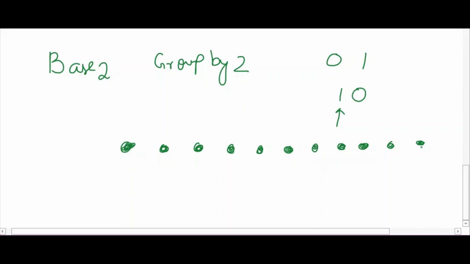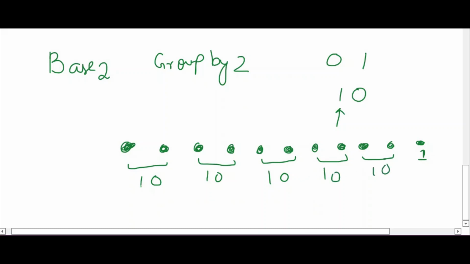So what we do here is, since we have to group them by 2's, let's group them by 2's. Each group, as soon as we reach the base, will be a 1, 0, but this one is alone. So this group is 1, 0, which says one whole group of 2 and no more. Then we have 1, 0 here. Then we have 1, 0. Then we have a 1, 0, right?